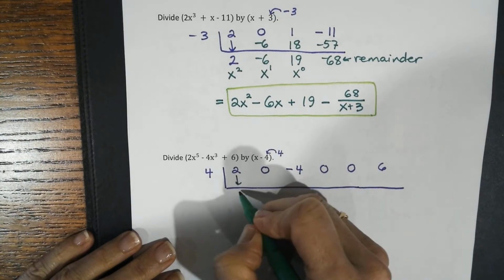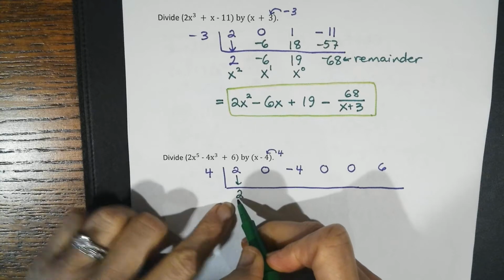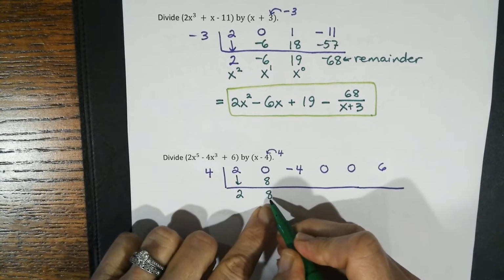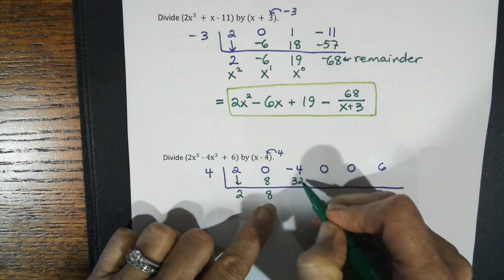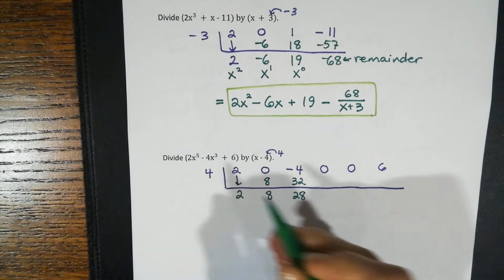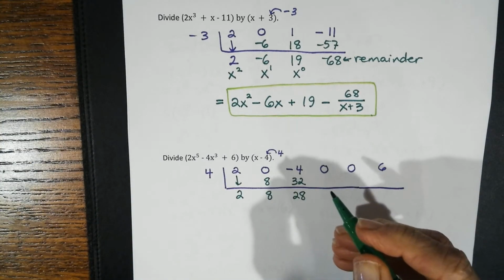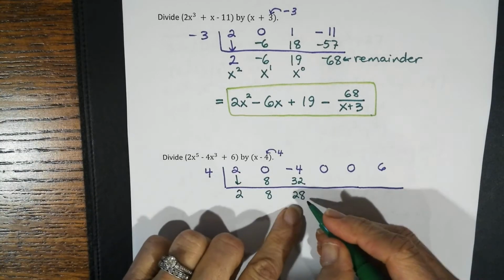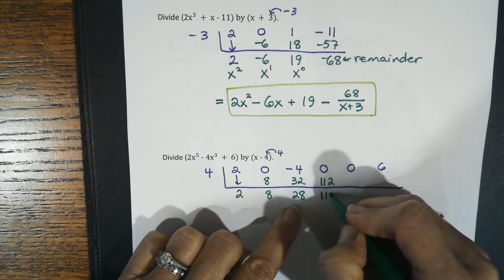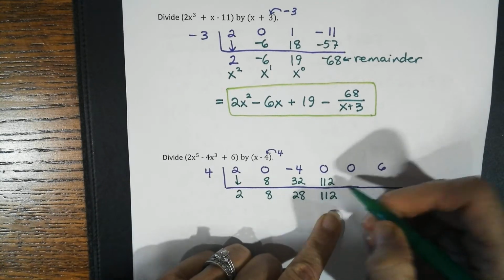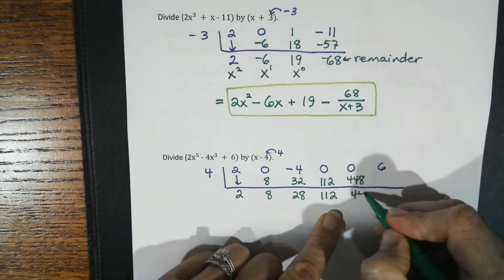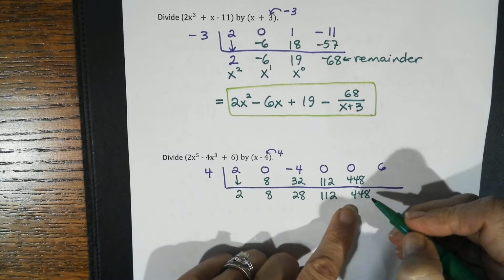So first step, let's bring down our 2. 4 times 2 goes here. 8, combine. 4 times 8 goes here. Combine. 4 times 28. Oh gosh, let me grab my calculator for that one. 4 times 28, that goes here. 112. Combine. 4 times 112. It's getting big now, but that's okay. 448. Combine. 4 times 448.